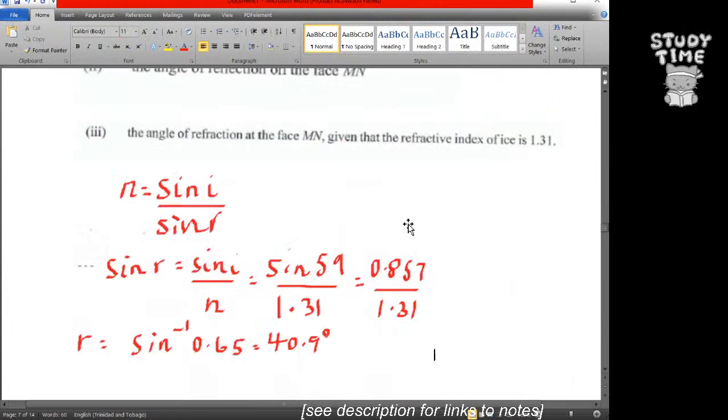So once again, you just do the formula and work out the answer. It looks like a normal question. The only thing that makes it difficult is actually the diagram. But once you figure out the diagram, I feel you're good to go.